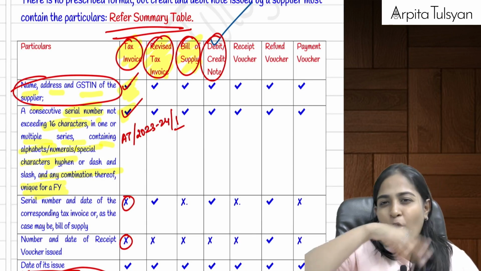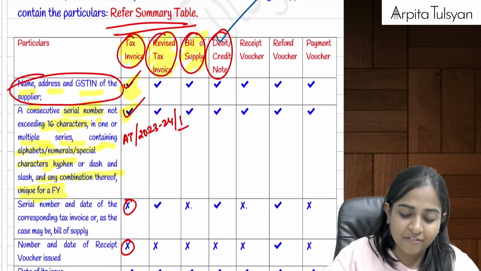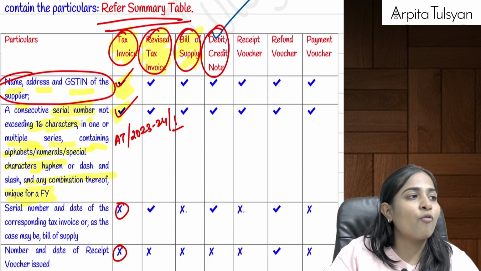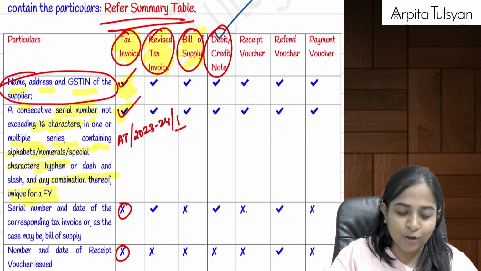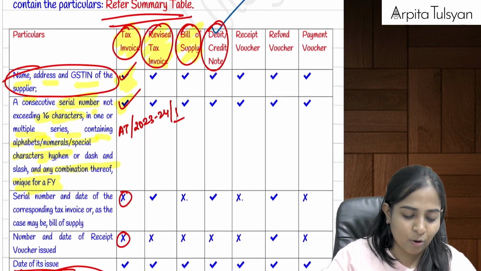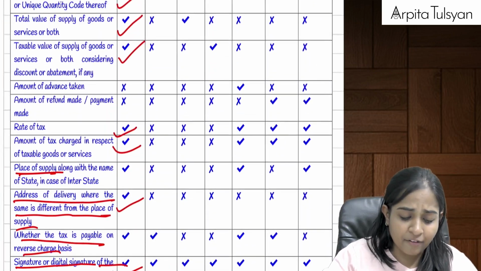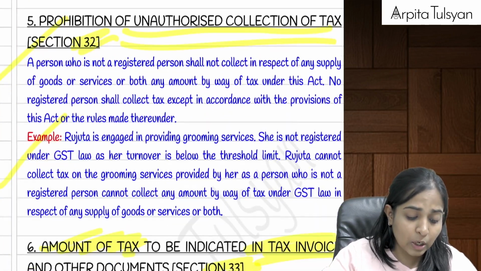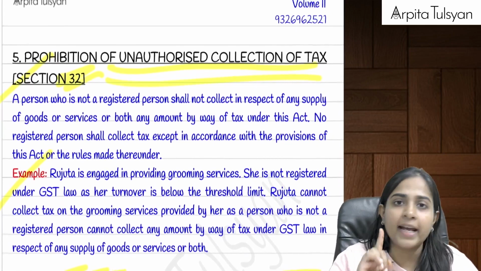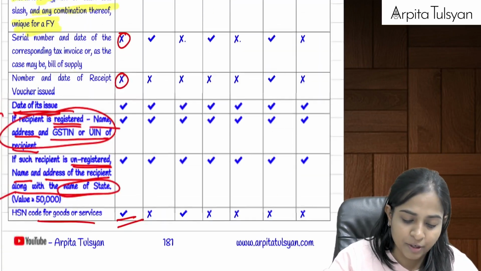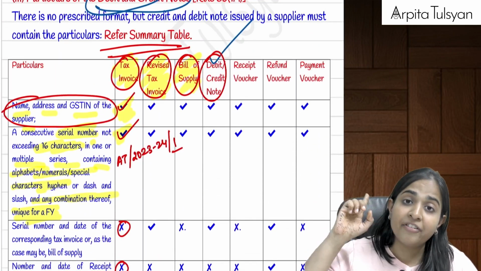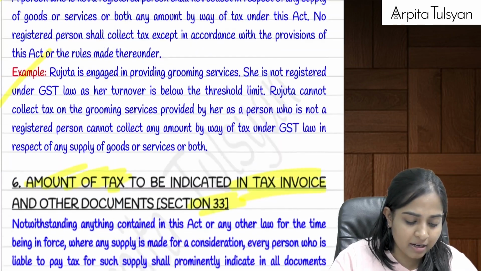Right now, this is the summary table. I have taken all the pointers from each of the answers, which talk about contents. What all things should be there in the tax invoice, what all things should be there in the revised tax invoice, and all those things. One time read, not relevant from exam point of view. But contents of delivery challan you have to remember, which I have not included in this particular table. Contents of delivery challan, that should be remembered compulsorily.